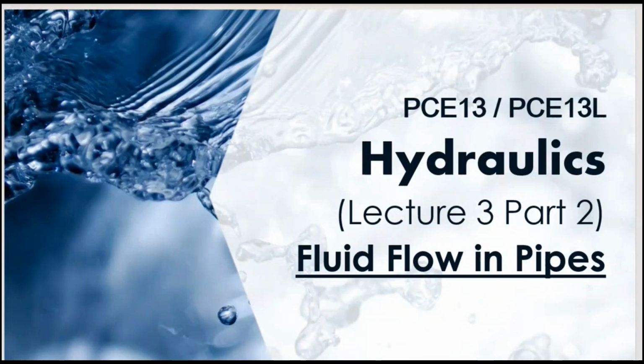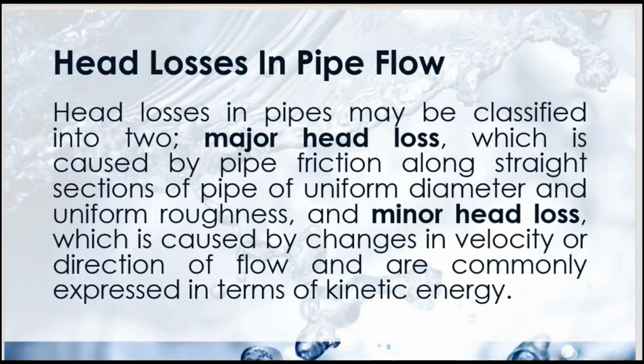So today we're going to continue our discussion on fluid flow in pipes, but this time we're going to talk about the head losses in pipe flow. There are two classifications of head losses in pipes. First, we have the major head losses, which are caused by the pipe friction along the section of the pipe of uniform diameter and uniform roughness.